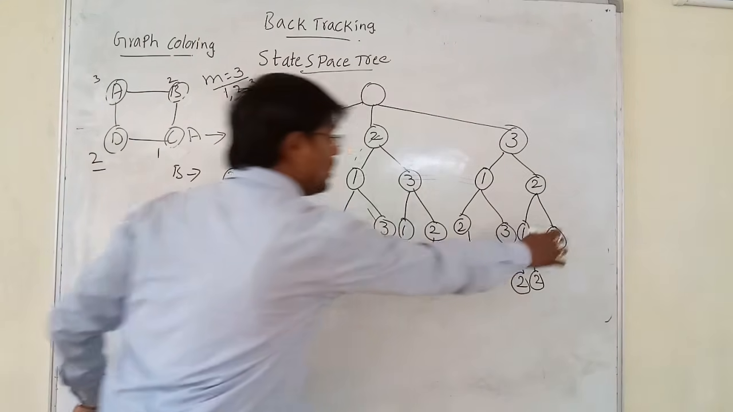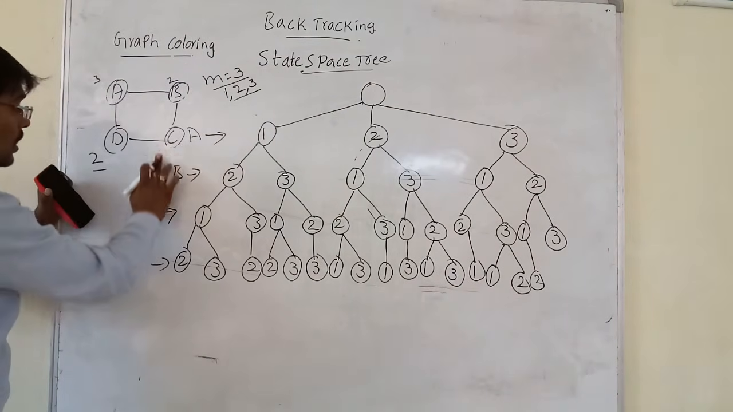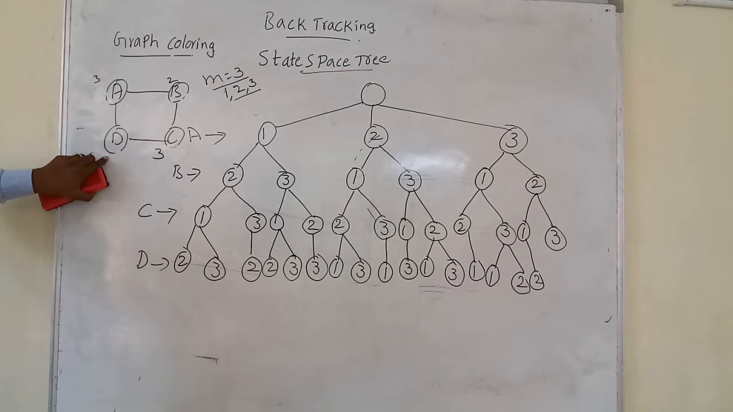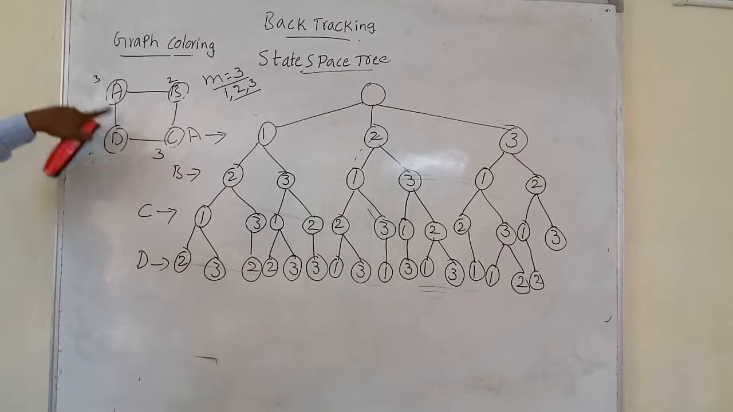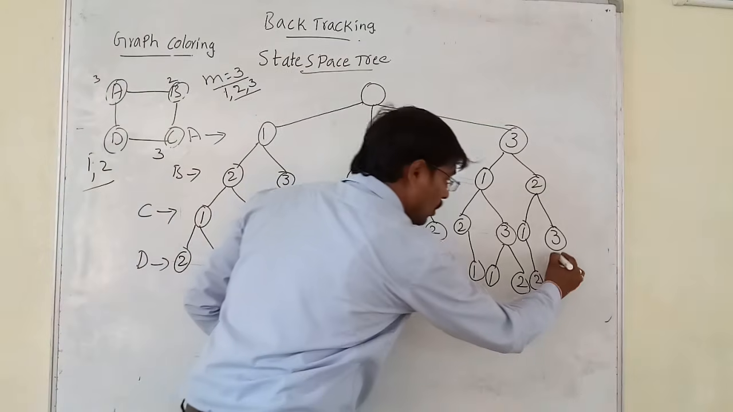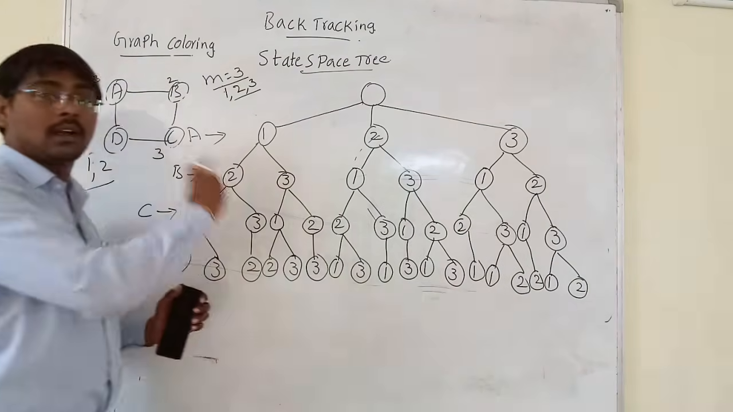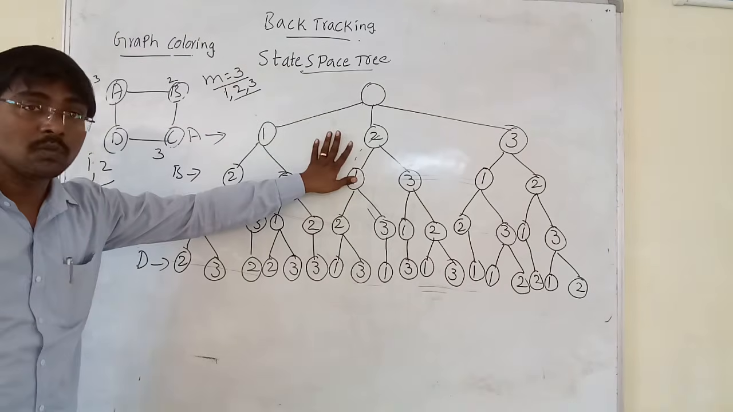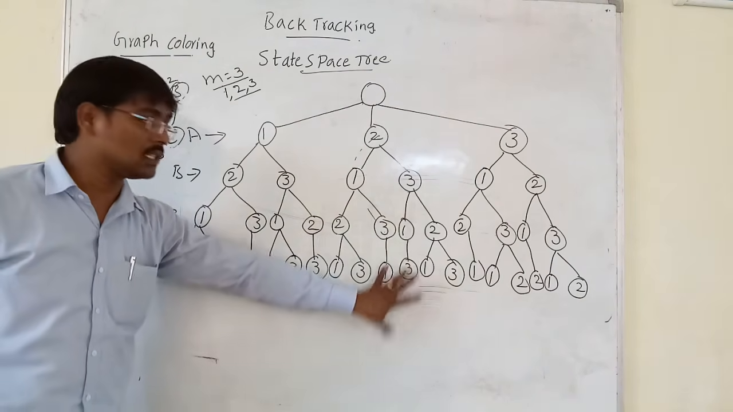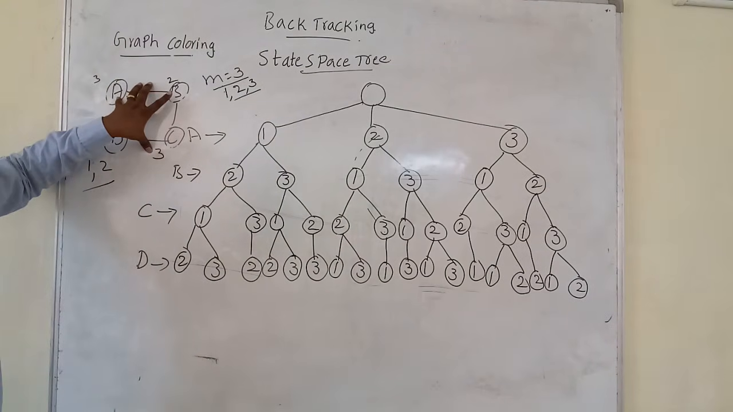For example, in this part, A is colored with 3, B is colored with 2, C is colored with 3. Now D's adjacents are A and C. Both are the same color. So remaining possible cases are 1 and 2. Okay. So all colors are completed. In this way, we are constructing the state space tree. This state space tree represents all possible combinations for coloring a graph.